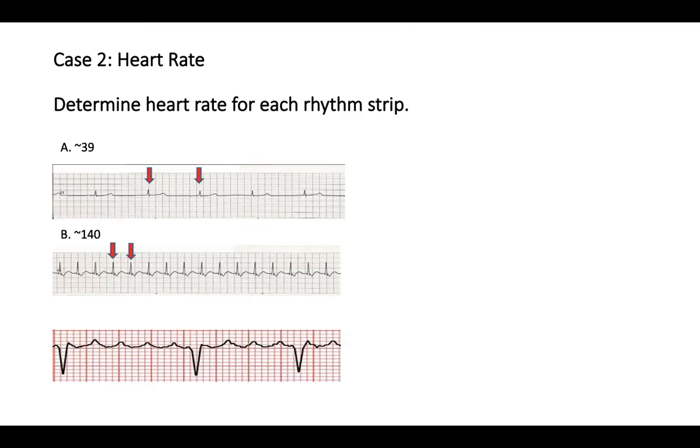This next one, we see that there are just over 4 boxes here. It's zoomed in, so that's why it appears a little bit different. And this one gives us a heart rate of about 87.